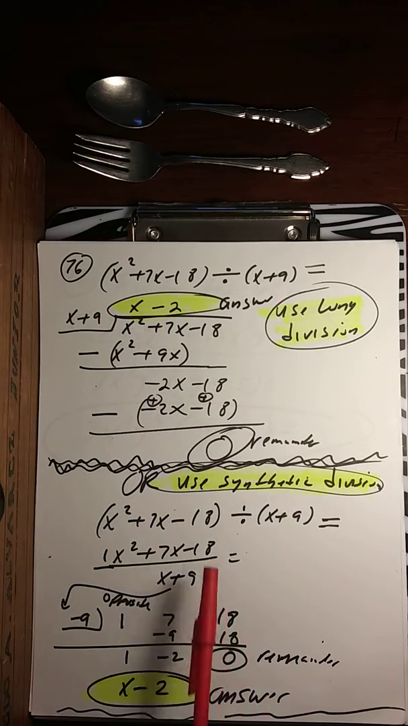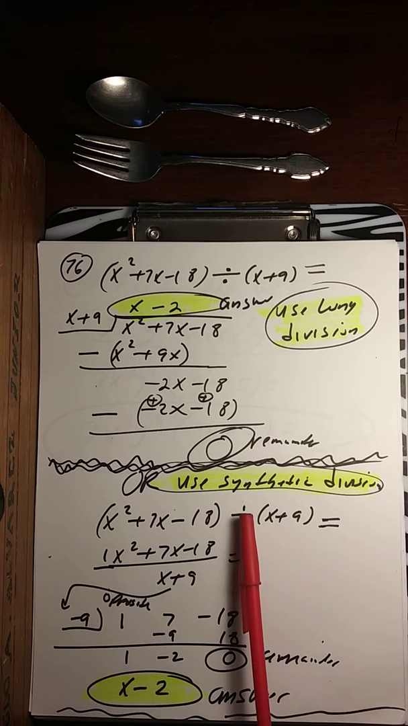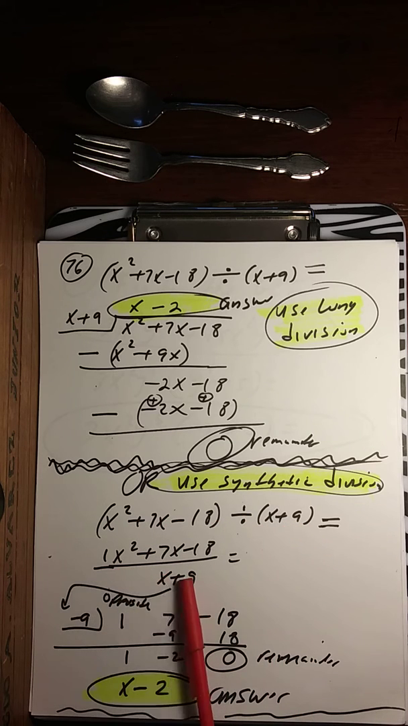Long division. Synthetic division. Same problem, divided by x plus 9. So divide these. Put the opposite of that. Drop the 1 down. That turns out is negative 9. That and that is negative 2. That turns out is 18. 18 minus 18 is 0. And this is x minus 2.